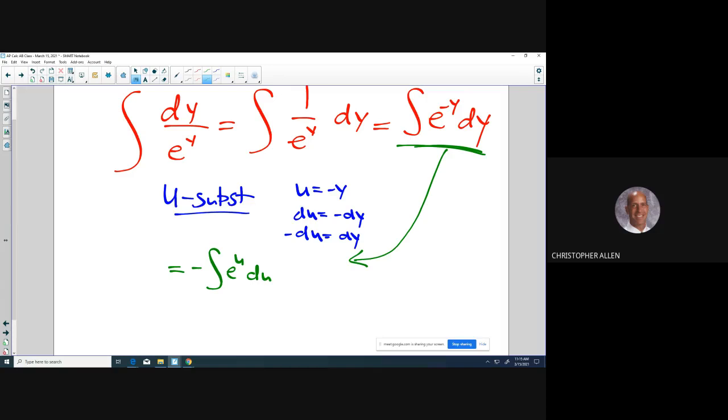So I had the integral of dy over e to the y. Then I just wrote that as 1 over e to the y. You can think about it that way. And then, well, that could just be e to the negative y. So now we're here, and the integral of e to the u is just e to the u. But what's u? Negative y.